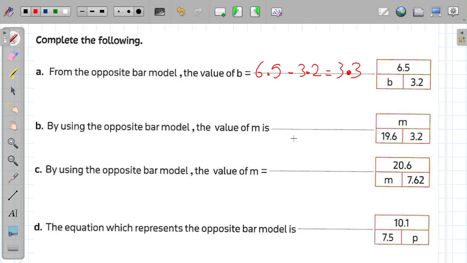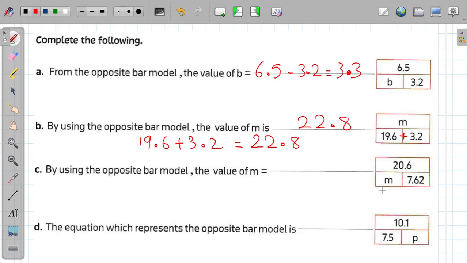Next, I have the value of m. Here, m is the total number. So I will add the two numbers together. So it will be 19.6 plus 3.2. So it will be 22.8 because 6 plus 2 equals 8 and 19 plus 3 equals 22. So the value of m is 22.8.